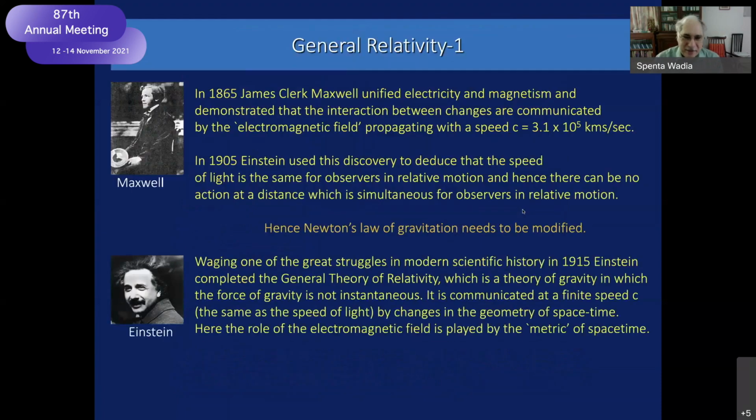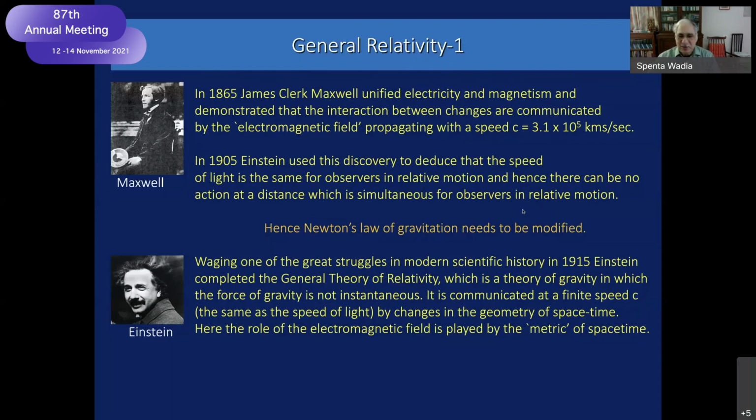All right, so next, let's jump a couple of hundred years. And in 1865, James Clerk Maxwell unified electricity and magnetism and demonstrated that the interaction between charges is communicated, not by action at a distance, but by the electromagnetic field, which propagates at the speed of light, a finite speed of light. And in 1905, Einstein used this discovery to deduce that the speed of light is the same for all observers in relative motion, and hence there can be no action at a distance which is simultaneous for observers in relative motion.